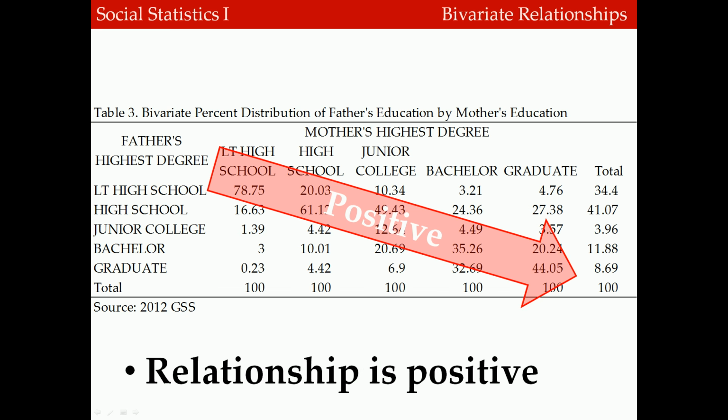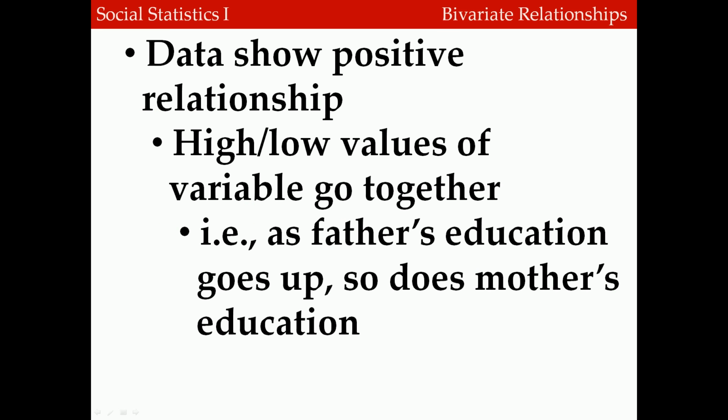And again, that's a positive relationship, because what we're seeing is that there's a tendency for mothers who have less education to be related to fathers who have less education, and for mothers who have high education to be related to fathers who have high education. So therefore, this is a positive relationship. And so here again, we're seeing low values and high values of the two variables going together. In other words, as father's education goes up, so does mother's education, and that implies a positive association.